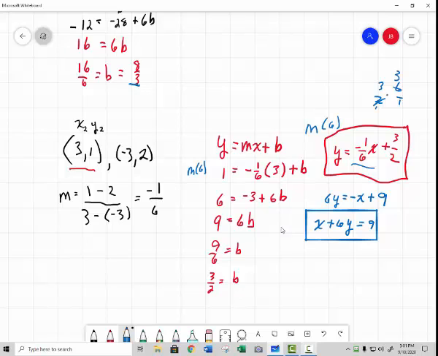Now again, you can use point slope if you want to. Yeah, I just find it awkward. This seems much more logical to me. You choose how you want to do it.